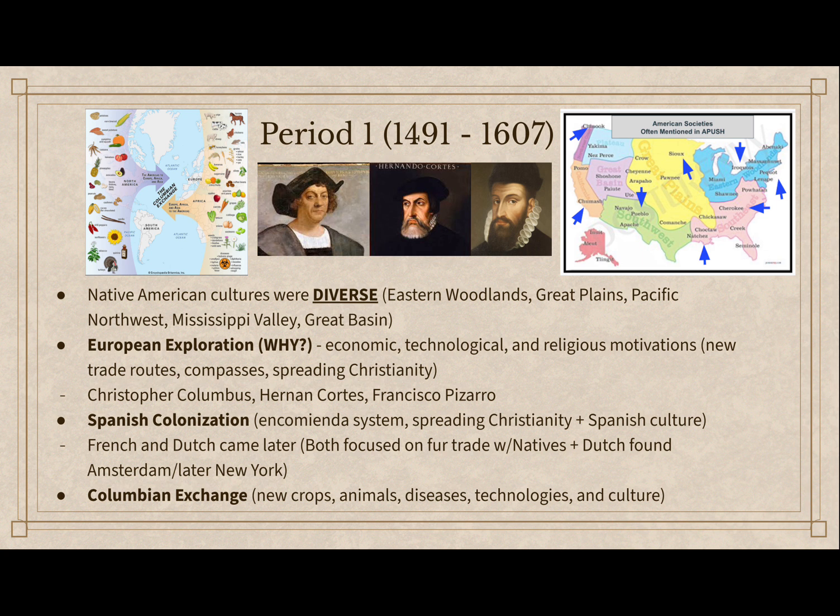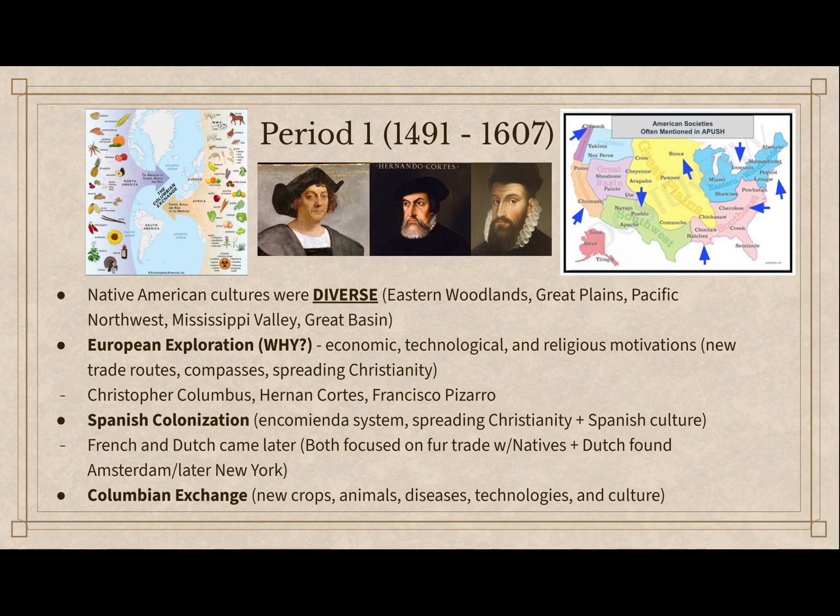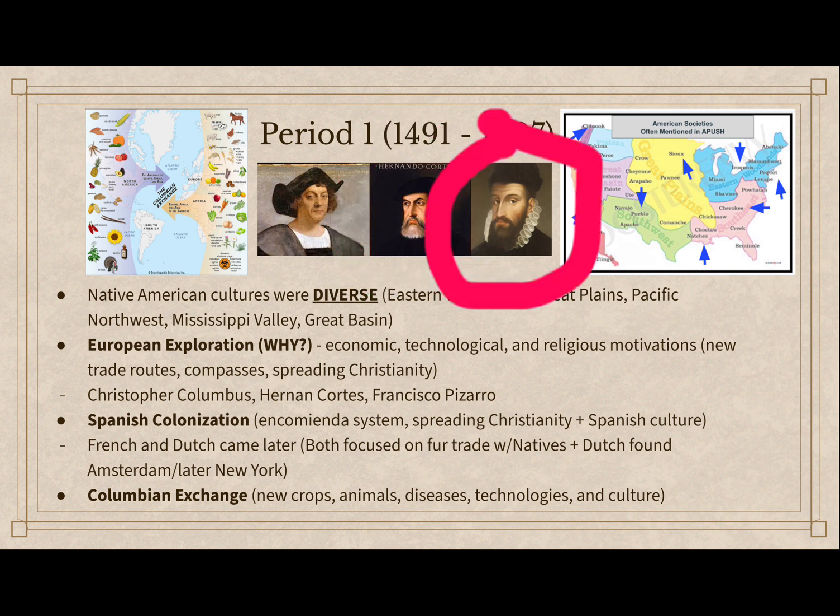The next notable thing in this period was European exploration. Europeans were particularly motivated by the 3 G's: God, glory, and gold. So they wanted to spread their religion, which is Christianity, they wanted to gain power, and they wanted money. They were also motivated because of inventions like the compass that made traveling much more accessible and easier. Some notable European explorers were Christopher Columbus, Hernán Cortés, and Francisco Pizarro.